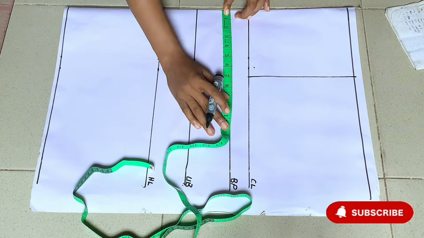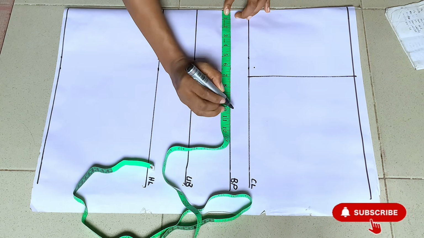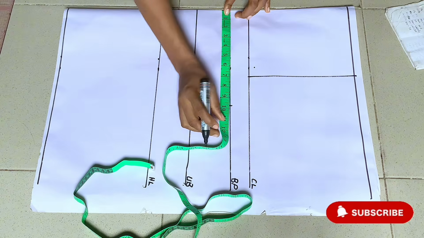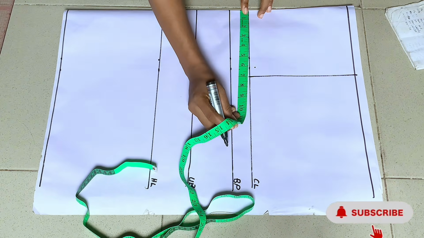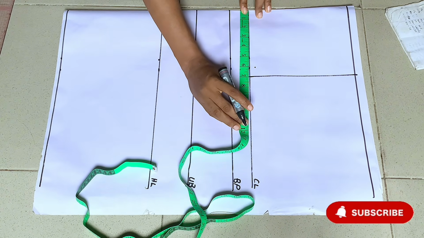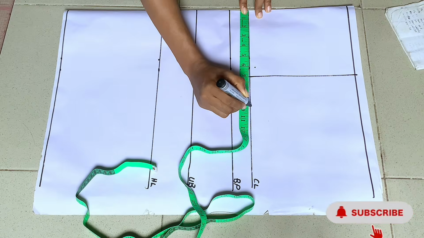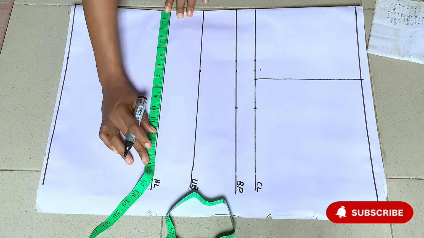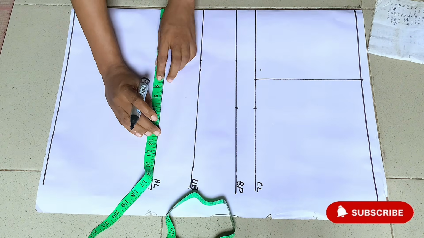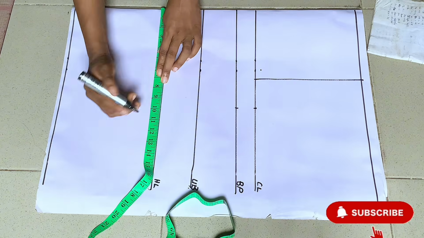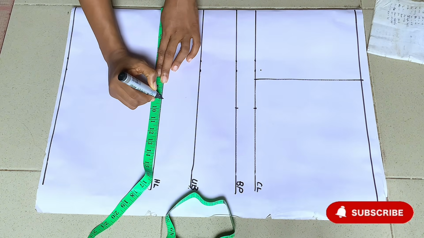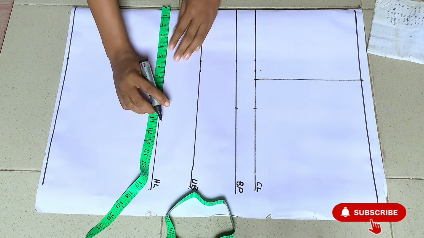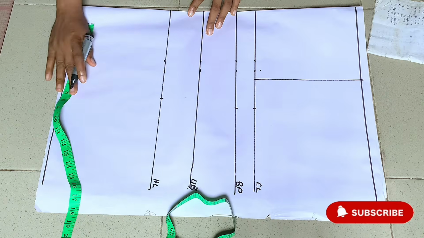I also went ahead to mark out my bust measurement, that's bust measurement divided by 4 for my client. I marked it there, and I also marked that bust measurement on the chest line as well. Now after doing that, I marked out the waist measurement divided by 4. Now this person is not so curvy.